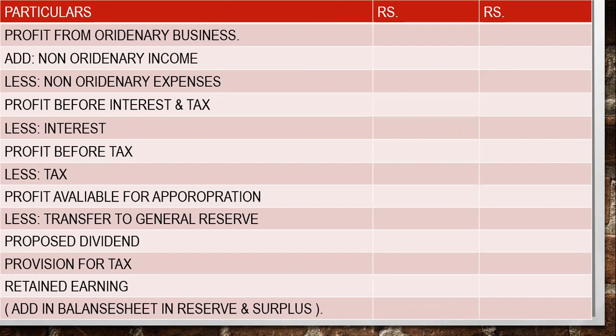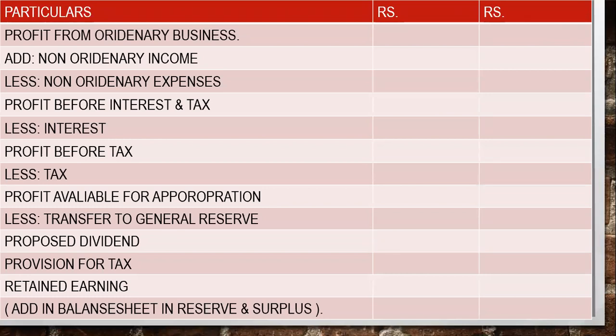After that you will get the profit before tax. You have to pay tax to the government. So it will be the profit available for appropriation. You can transfer this available balance to general reserve, or you can propose a dividend to shareholders.